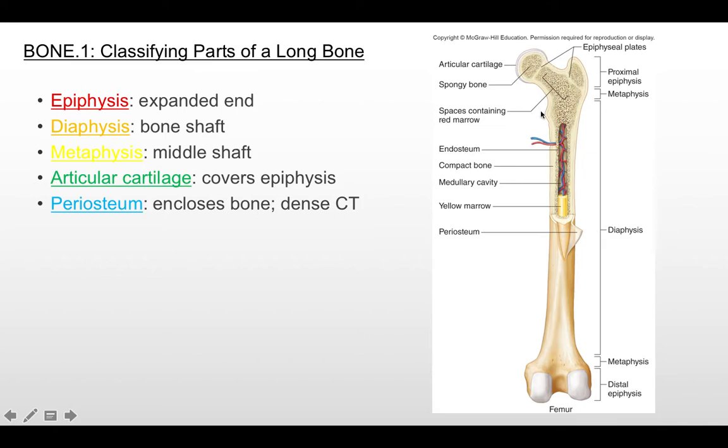Similarly, for protection, all around the outside of the bone, there is a layer called the periosteum. It's made of dense connective tissue, and here it's shown being peeled away. It is meant to be protective and supportive.